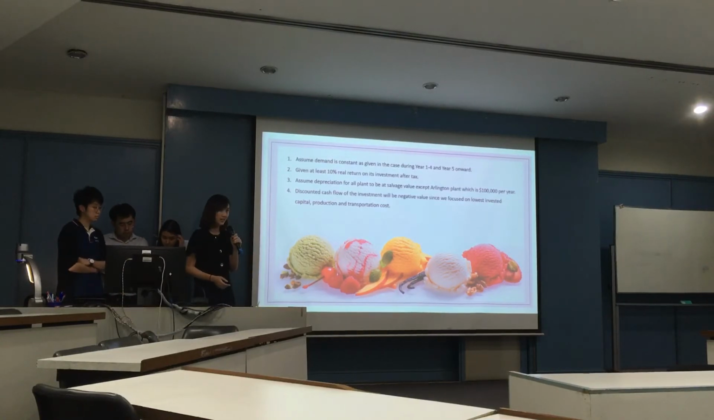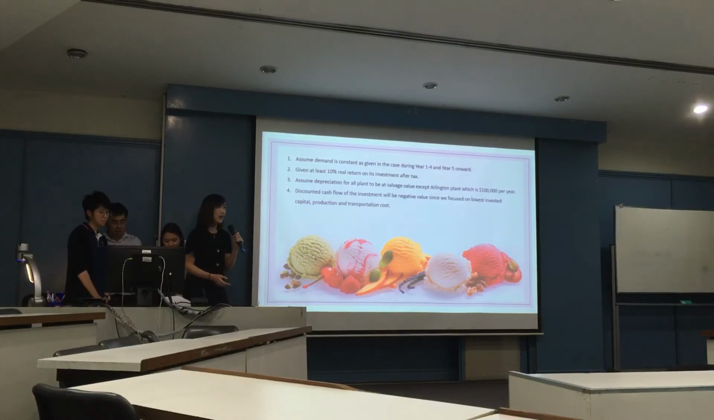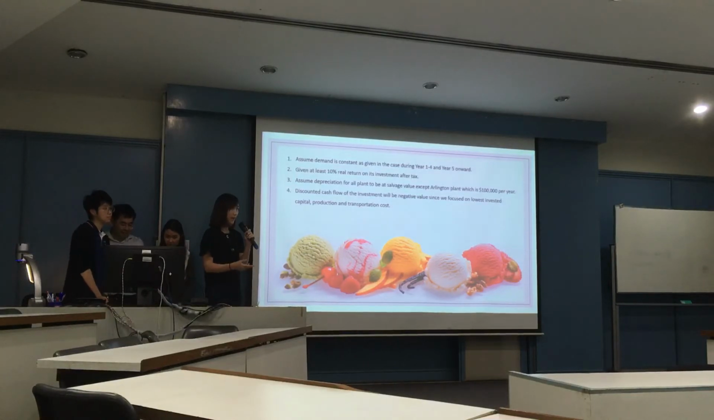And for depreciation, because Arlington can be depreciated over 20 years on a straight-line basis, the depreciation will be $100,000 per year. For the other plants, we assume the assets are fully depreciated, so we assume we sell them at the salvage value. And the last one, the discounted cash flow that we compute is focused on the cost, so it will be a negative value.